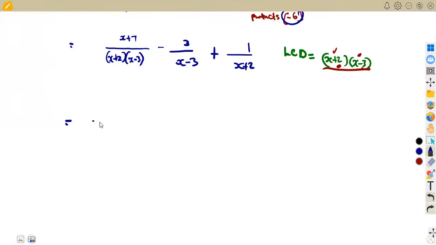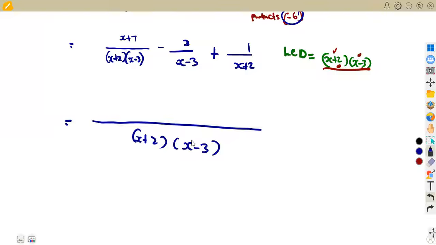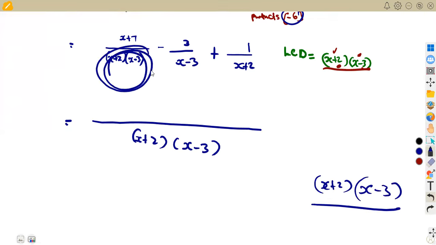So I want you to see what you can do. Everything over the LCD, which is x plus 2 into x minus 3. So this is what you're going to do. You divide your LCD back by the denominators, okay? So you divide by what? By the denominator. We are taking our LCD, x plus 2 into x minus 3, and we divide it by the denominator, which is x plus 2 into x minus 3.